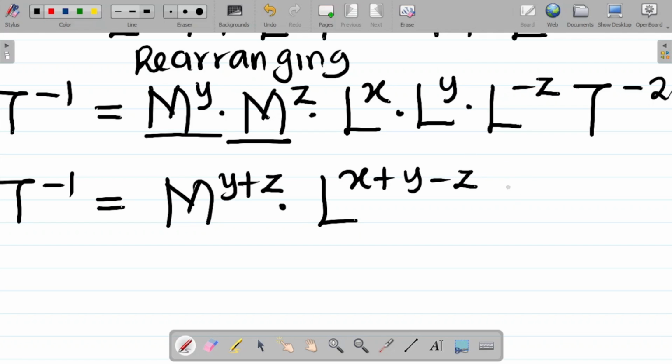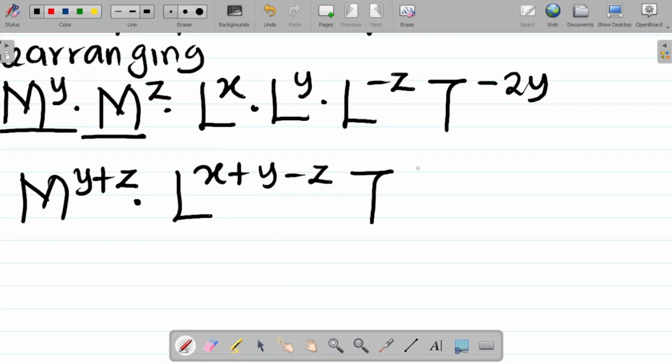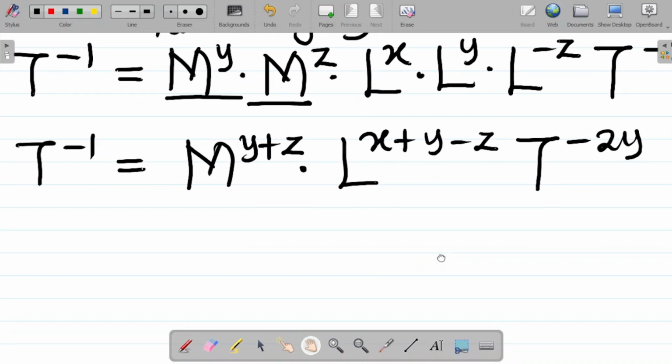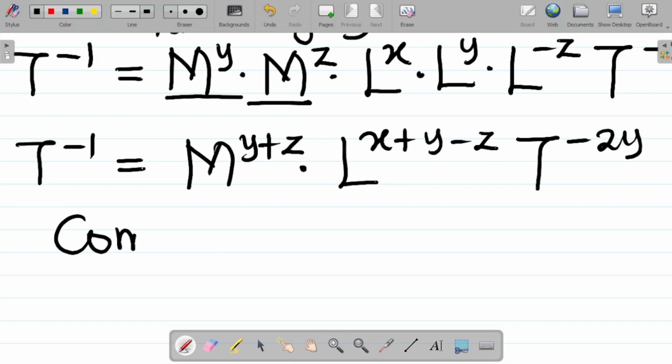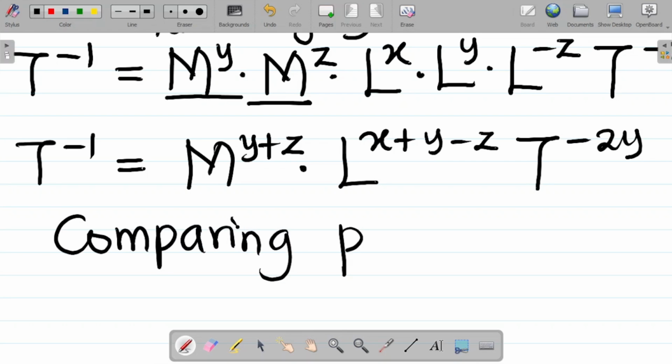That's l. Let's take t. For t there, what do we have there? The power of t here is minus 2y. So we have this. Alright, so basically we now have the m, l, t system here. At this point, what we'll have to do here is we'll compare pairs. So we'll come to this point and put in comparing pairs.